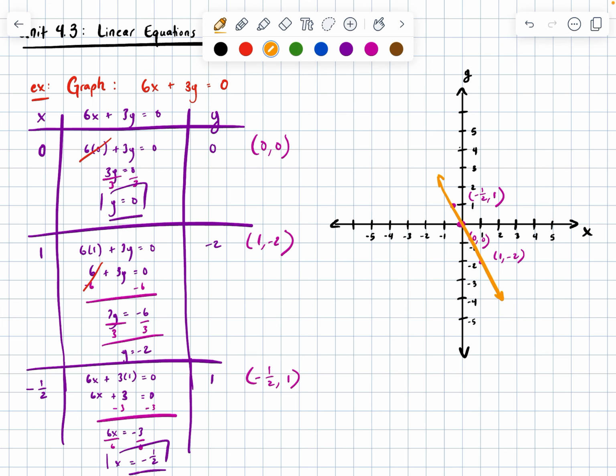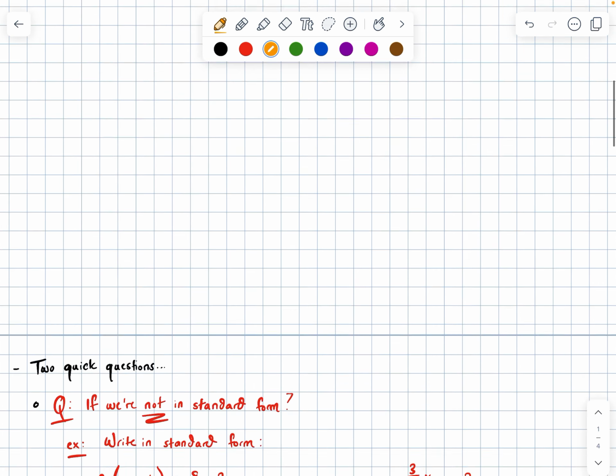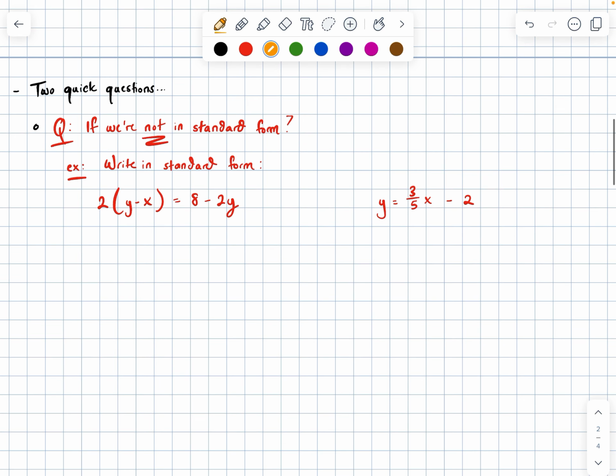So with this idea in mind, we've hopefully got a pretty firm handle on how to build a graph. 2 quick questions for us to answer. First of all, we've been working with linear equations in standard form, but what if I'm not in standard form? So say, for example, I say to take something like 2(y - x) = 8 - 2y. I want to write this equation in standard form.